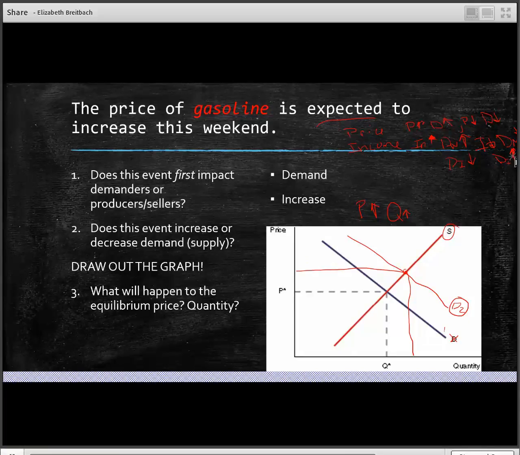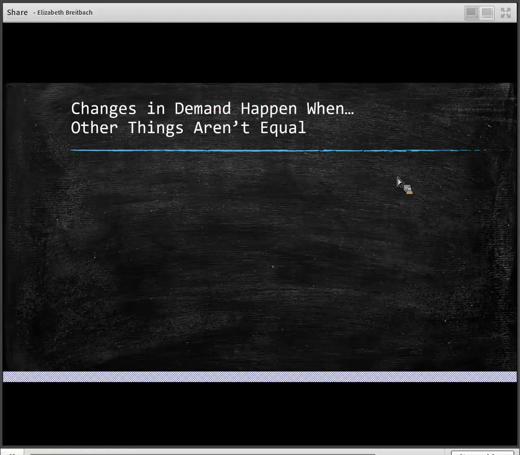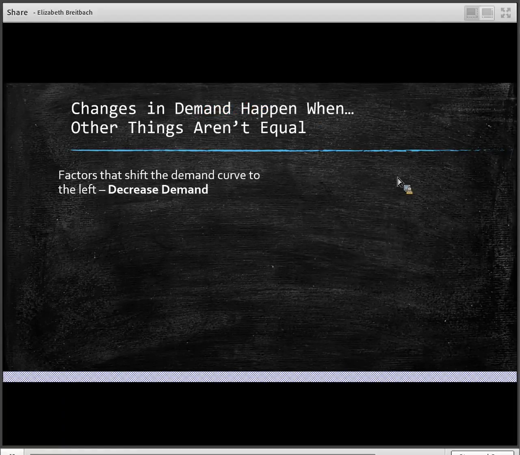First, the good falls out of style. It's no longer popular. If a good is no longer popular, we're going to see that demand curve shift to the left. At all price levels, there's a decrease in the quantity demanded.